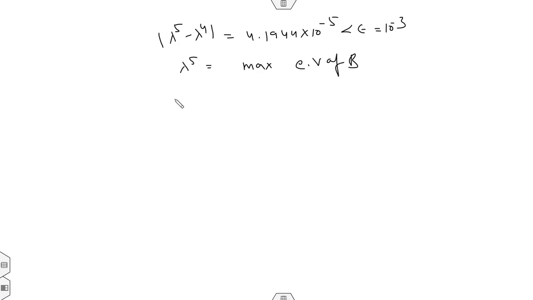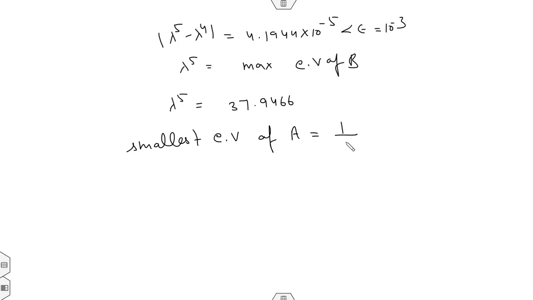So lambda 5 that we computed is 37.9466. Then the smallest eigenvalue of the original matrix A is 1 upon lambda 5, the fifth approximation, that is 1 upon 37.9466. So this is your answer.